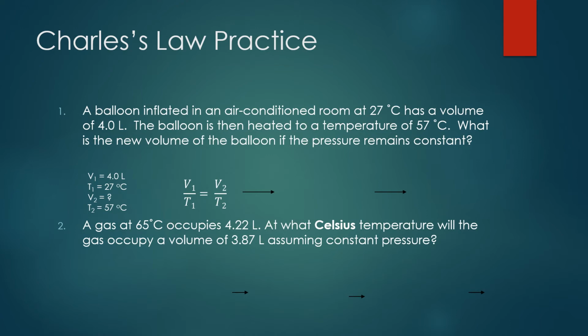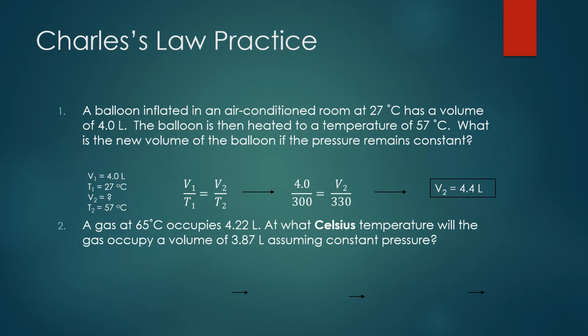Next, I'm going to fill in the different variables for the equation. So you notice that I have 4.0 divided by 300. I got the 300 by taking 273 and adding it to 27. And I set it equal to our V2 over 330, which came from 57 plus 273. I go ahead and solve this out, and you should get a volume of about 4.4 liters.